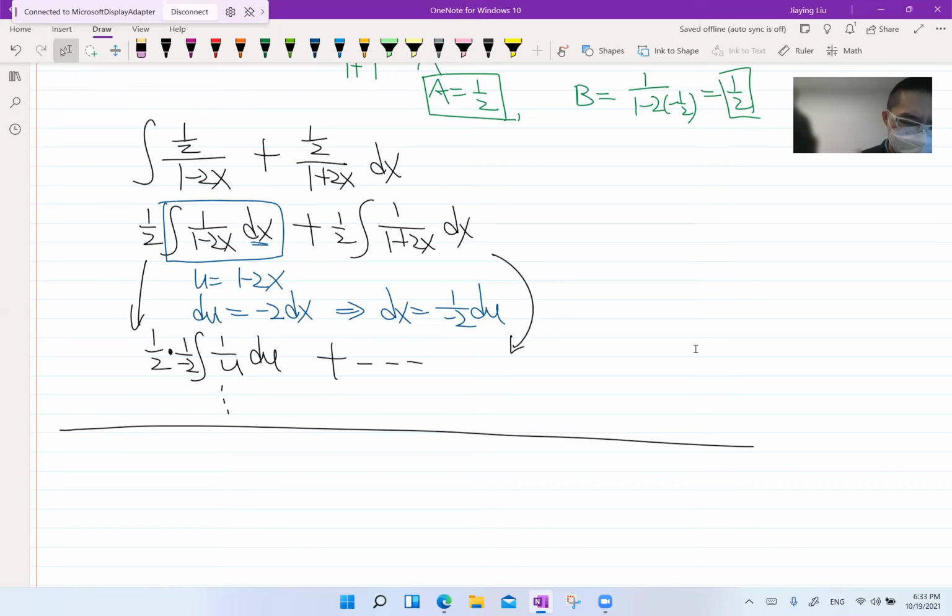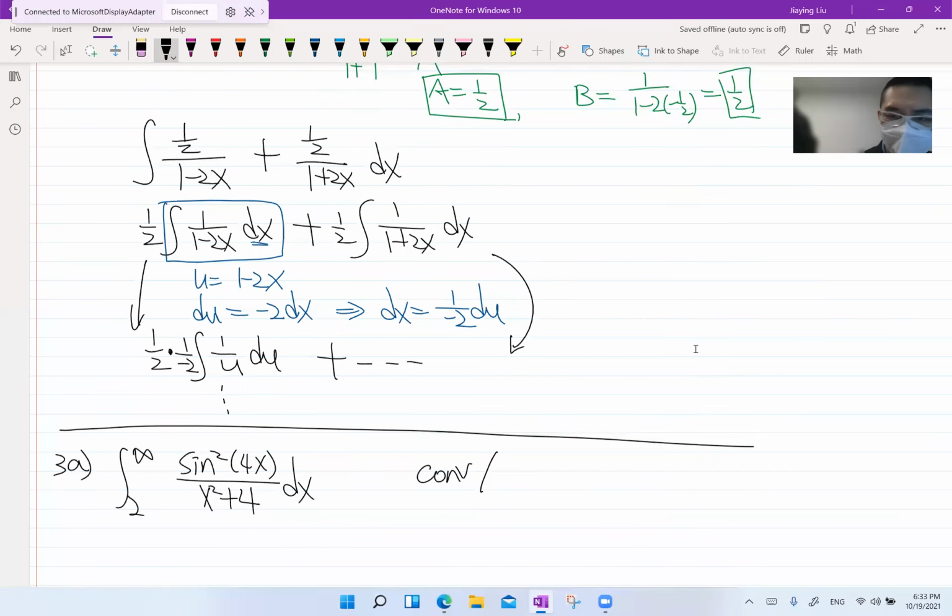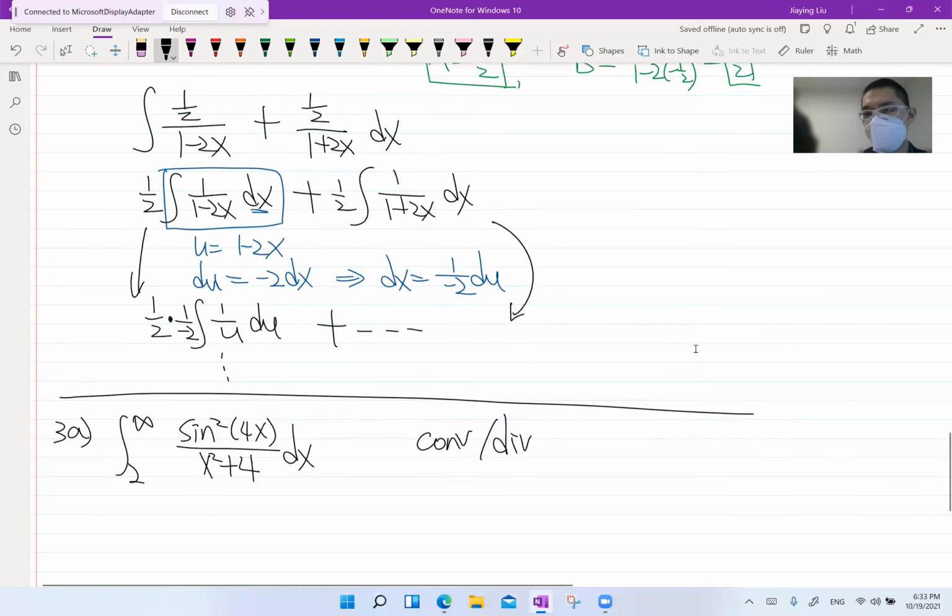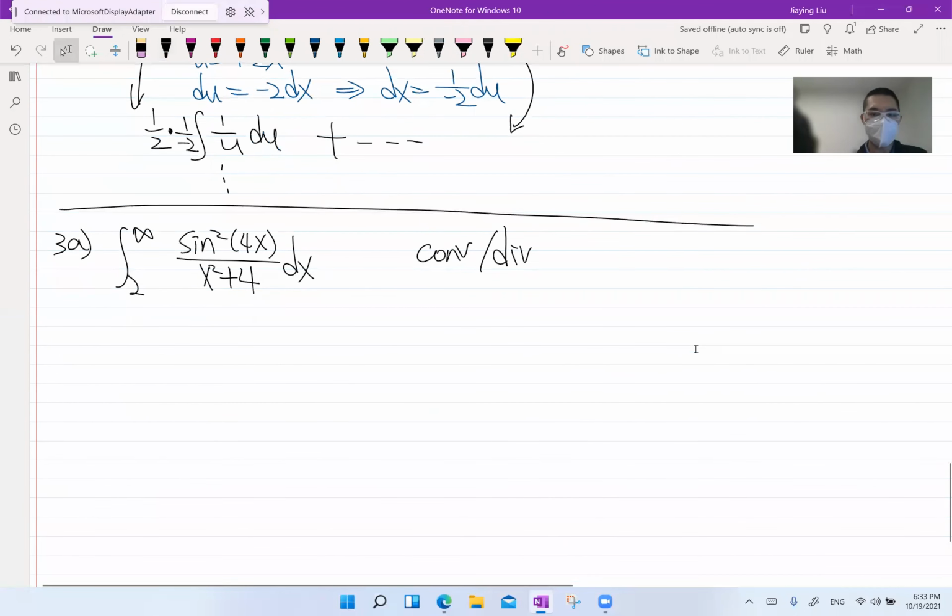All right, the next one I'm going to go to 3a. So 3a, again, it's kind of like 3d. We want to determine if the given integral from 2 to infinity of sine square 4x divided by x squared plus 4 dx is a convergent or divergent integral. We know it's improper because of the infinity, right?